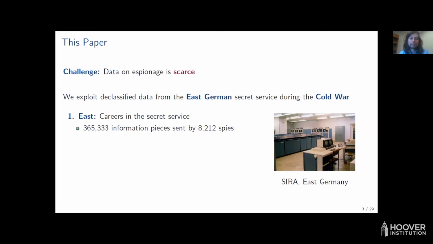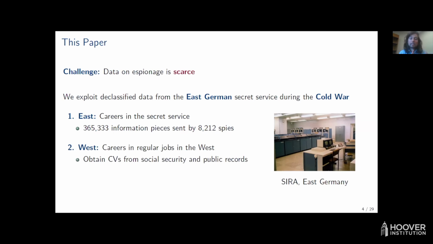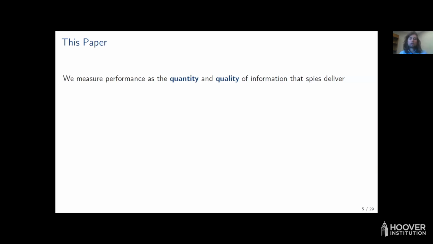We're going to combine that with what spies did in the West. In particular, we're going to obtain information on the careers of spies in their regular jobs in the West, for example, if they were an engineer for Siemens or for IBM. And we're going to do that by obtaining CVs from Social Security and from public records. And with that data in mind, we're going to measure spy performance at the individual level as the quantity and quality of information that spies deliver.